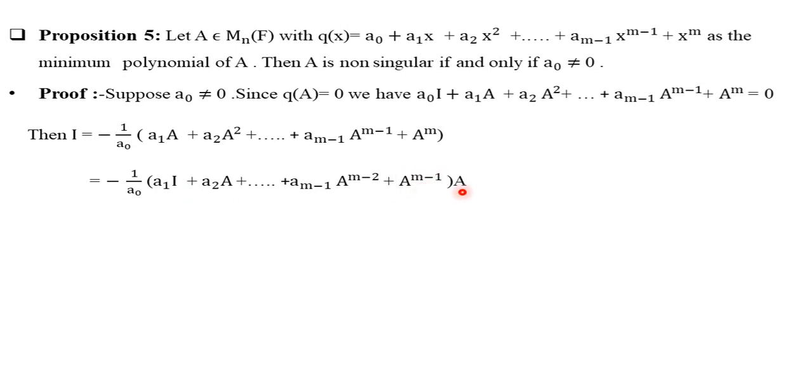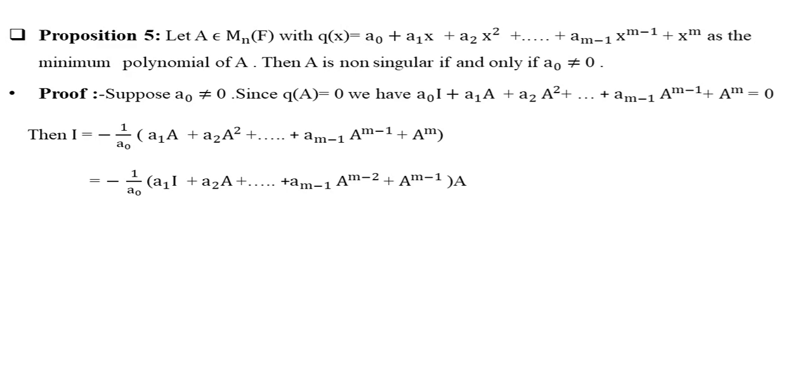So, here see the product of the matrix A together with this matrix is the identity matrix I or In. So, we know that if the product of two matrices equal to identity matrix, then they are inverses of each other. So, we have inverse of A is here minus 1 by a0, a1I plus a2A etc. A power m minus 1. Here this is on the left hand side, so this is left inverse.